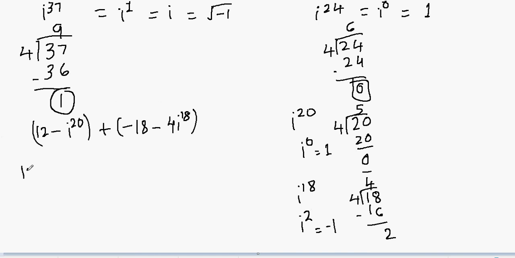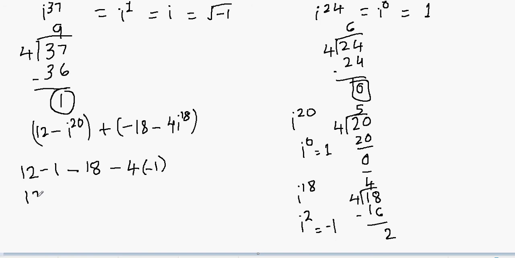So we have 12 minus i to the power 20, which is 1. So we'll write 1 here. Now plus times minus will be minus, and then we have 18. And then positive times negative will again be negative. And then 4 i to the power 18, which is equal to -1. So we just plug in the value here.